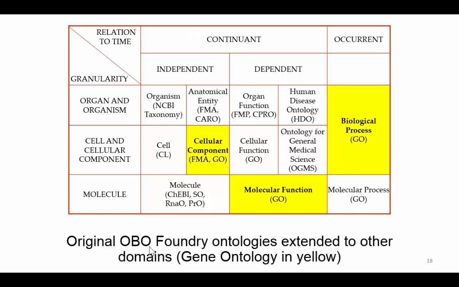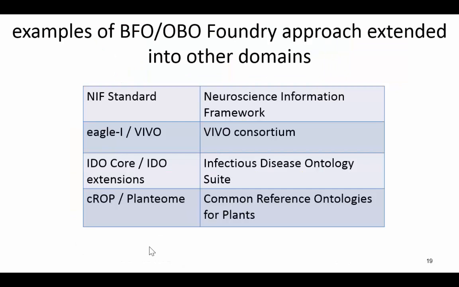And this idea of having interoperable suites of ontologies which reuse each other's terms, which are developed in tandem so that you can have a coordinated set of ontologies to represent biological data using terms that scientists use and that clinicians find important, became very successful. So now we have the NIF standard, which is a kind of OBO Foundry for neuroscience. We have the VIVO consortium, which is a kind of OBO Foundry for describing people involved in, for instance, biological research, so bibliographic data, patent data, and so forth. We have the infectious disease ontology suite, which I'll mention later. We have something called CROP, which is Common Reference Ontologies for Plants, which is funded by the NIH and the European Union to help genomic agriculture.